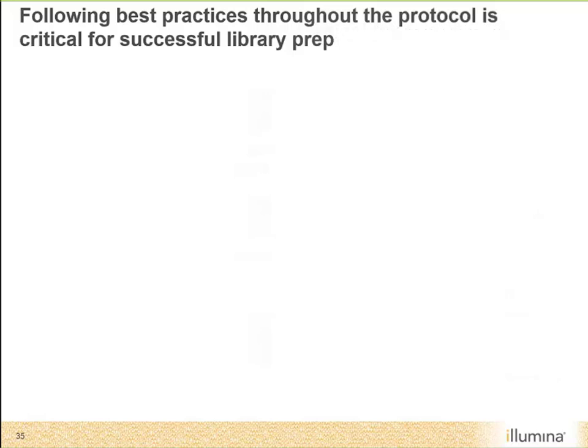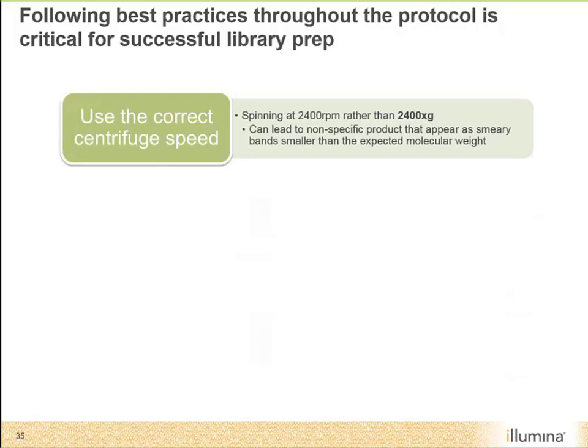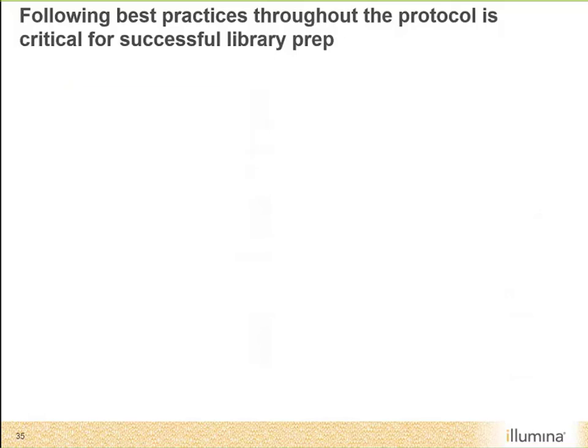Other best practices to keep in mind when going through the protocol is using the correct centrifuge speed. For that filtration step where we spin the filter plate, we want to make sure that we're spinning at 2400 G, not at 2400 RPM. This can lead to non-specific products, and your final libraries can appear smeary.